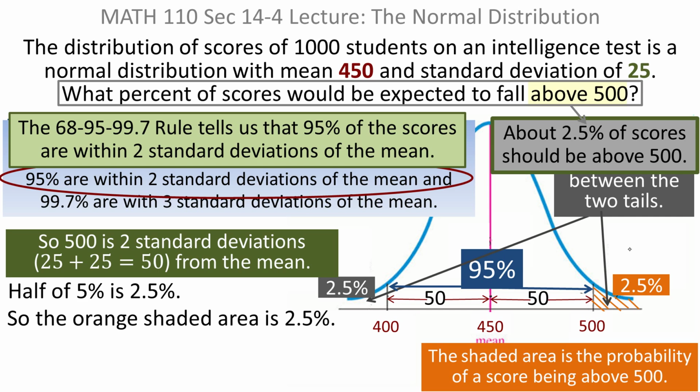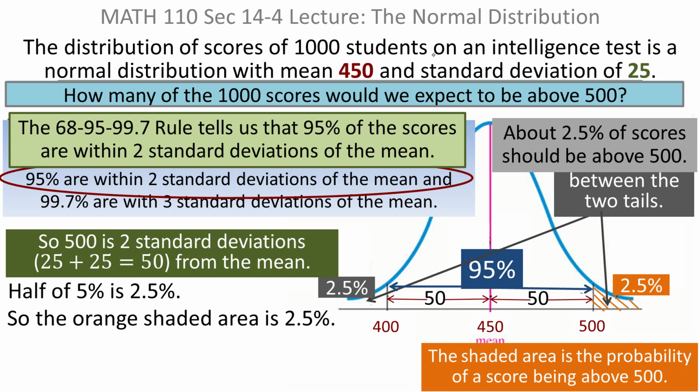And as before, if I want to ask an additional question that actually involves knowing the number of student scores, I could change the question from what percent of scores to how many scores will we expect to be above 500. And as before, once you get the percentage, the other part's easy. It's just 2.5% of 1,000, or 2.5% of whatever that number happens to be.